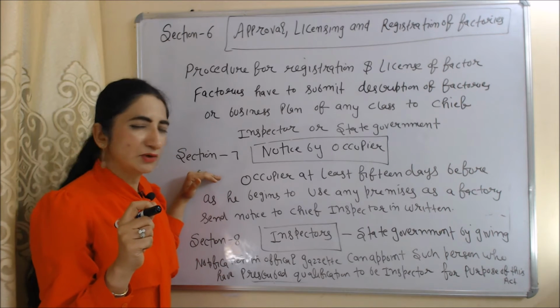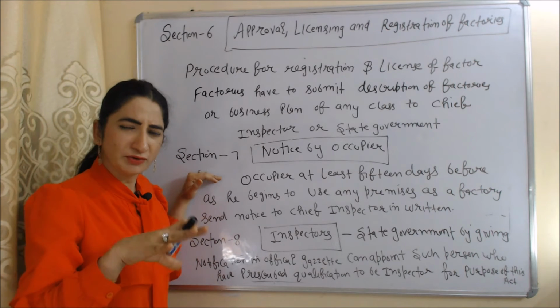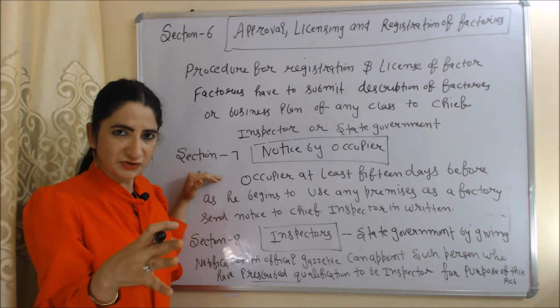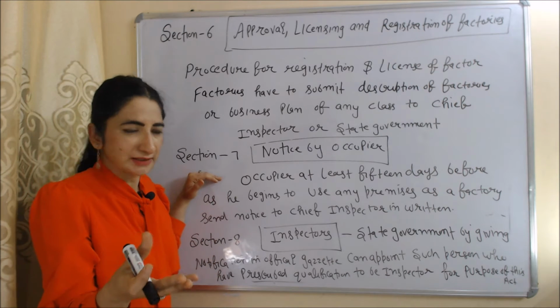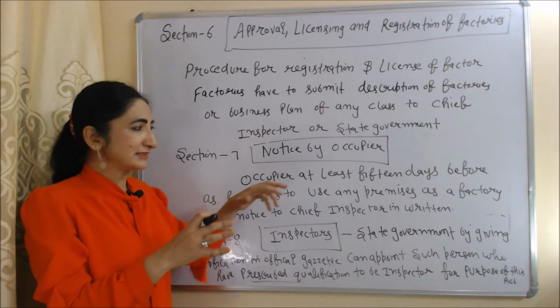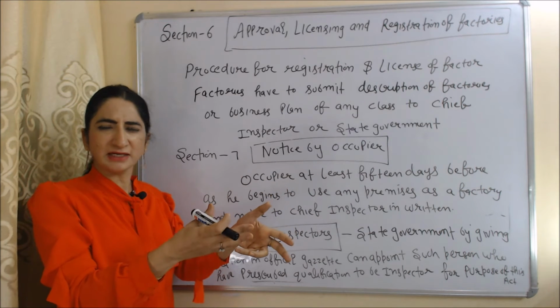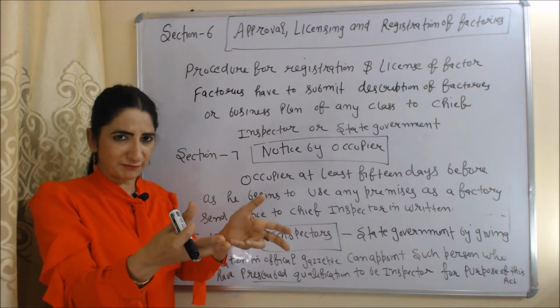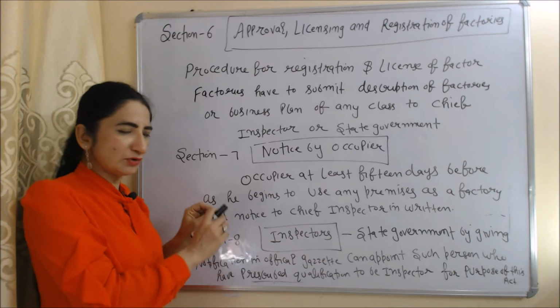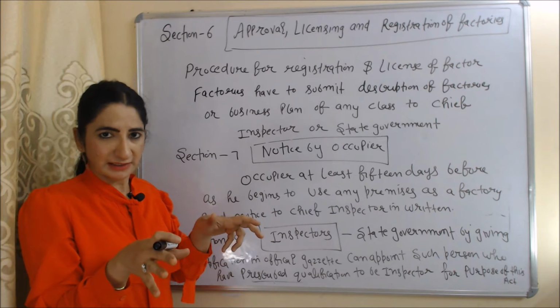Section 7, notice by occupier. Now your factory has been registered. You are going to start it, but the occupier, at least 15 days before he begins to use any premises as a factory, has to give a notice to the chief inspector in writing.